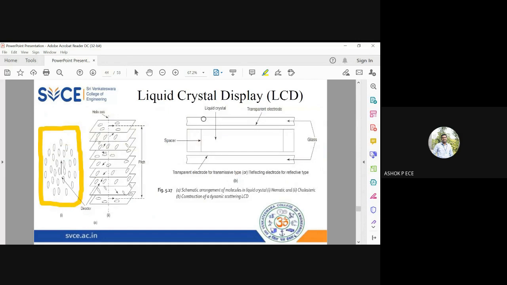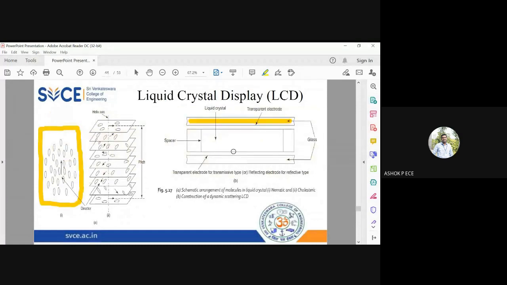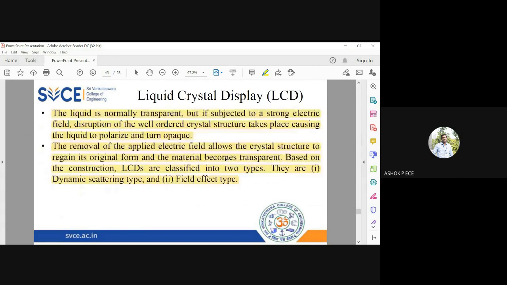See here, you have two electrodes which are transparent. They are made of tin oxide on the inside, with transparent electrodes separated by a liquid crystal layer. You have two glass plates. See here, this is one glass plate and this is the other glass plate. I have the transparent electrode fitted on the inner side of both glass plates and it is coated with tin oxide. In between the two glass plates, I have a liquid crystal. On both sides of the liquid crystal, I have the spacer. Okay, that is what is given here.